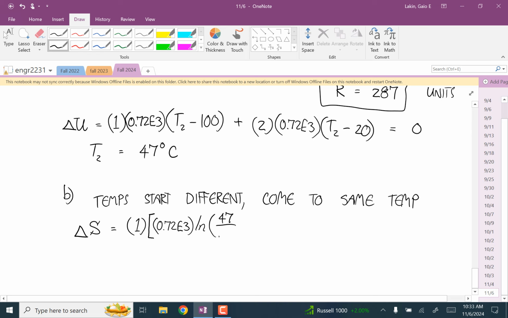So that was 100. Oh, I made a mistake here. Now we're not doing differences in temperature anymore, so now we have to put this into Kelvin. Okay, so this is 320.